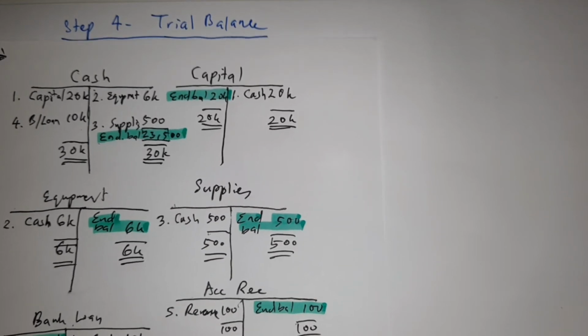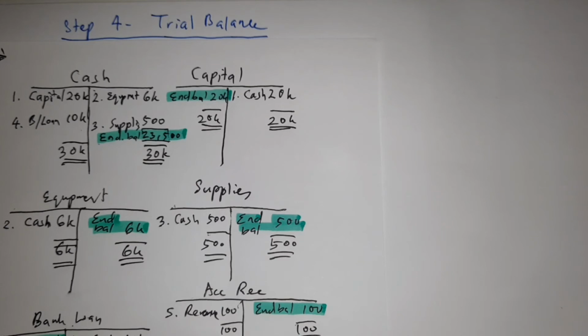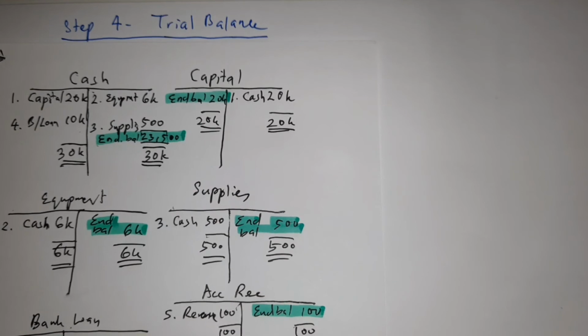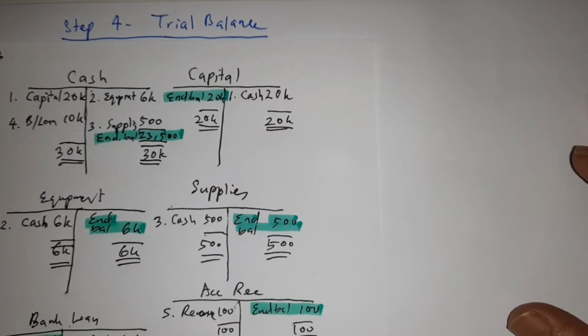If you find that the total in the debit side does not equal the total in the credit side, then there is something wrong in the recording process that you have done in step 1 or step 2 or step 3. So the main reason a trial balance is prepared is to check whether the recording process is correct or not.